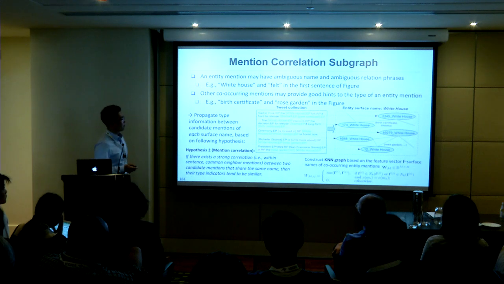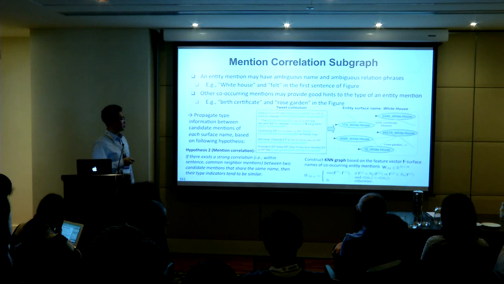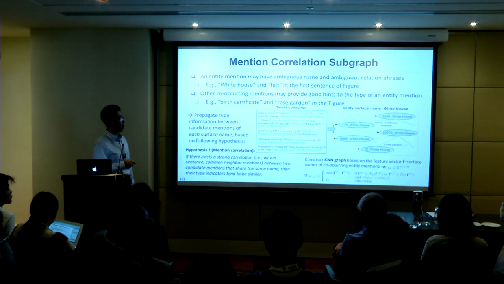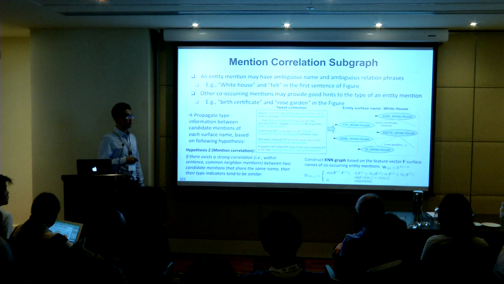So finally, how does this mention correlation subgraph work here? Let's take White House as an example. There are five different White House mentions in these five different sentences. You will find that the second White House has surrounding context like Obama and birth certificate. And if you look at the first sentence, when they talk about White House, you can also see Obama and birth certificate. So you would think these two White Houses share a very similar context, and likely they share very similar types.